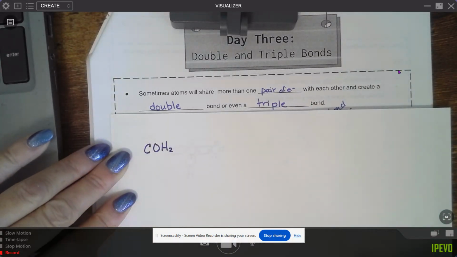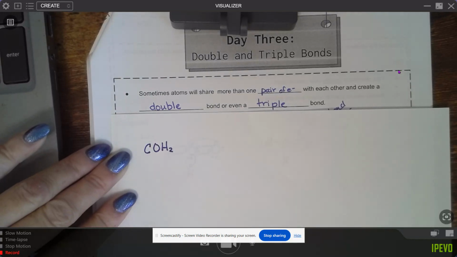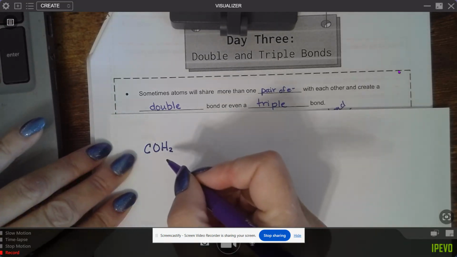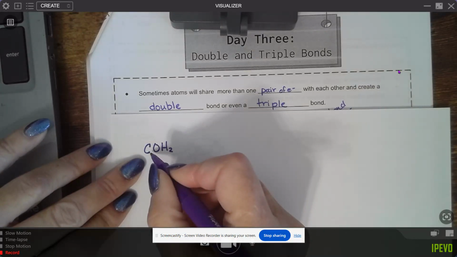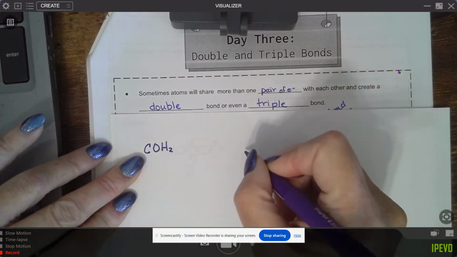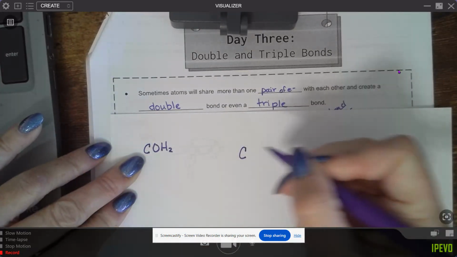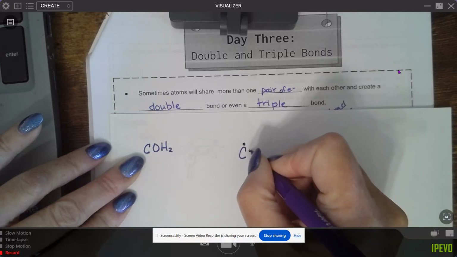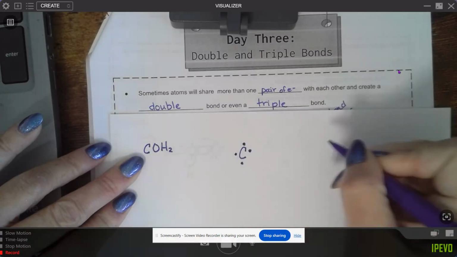COH2. All right, and we're going to do this just like we've done our examples in the past, but when we get done, we're going to see something's a little off. Okay, so we are going to look at carbon as our central atom. Carbon has 4 valence electrons. It's in group 14, remember.